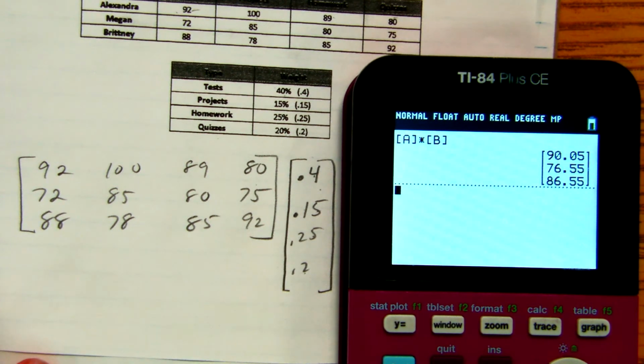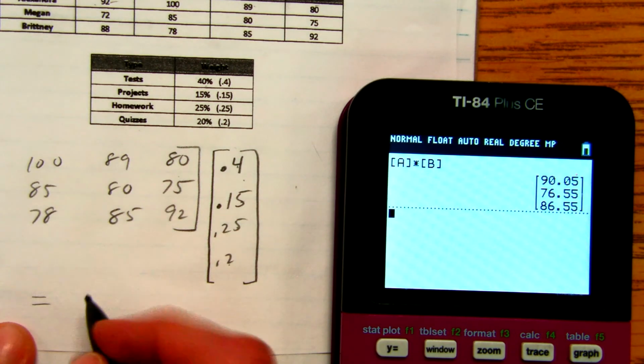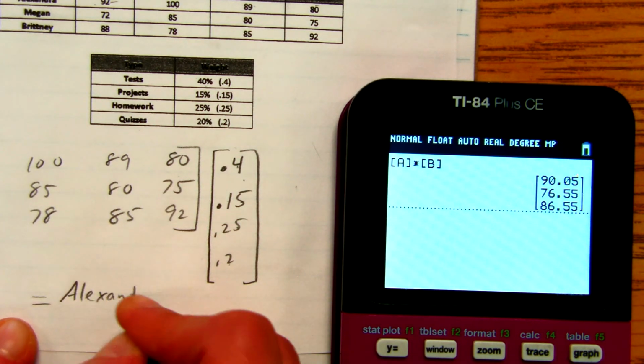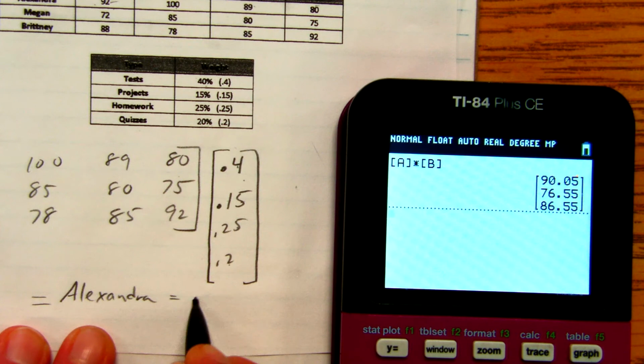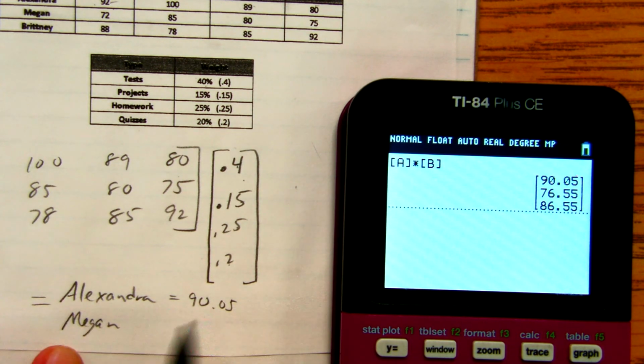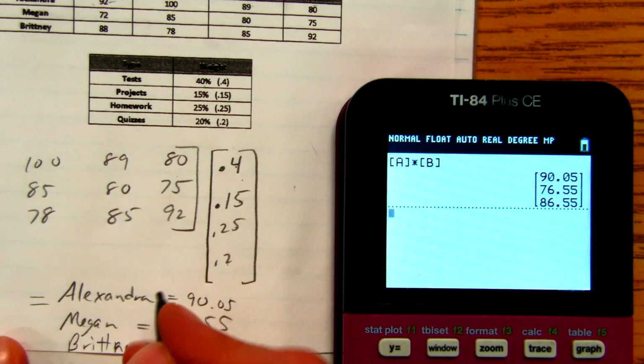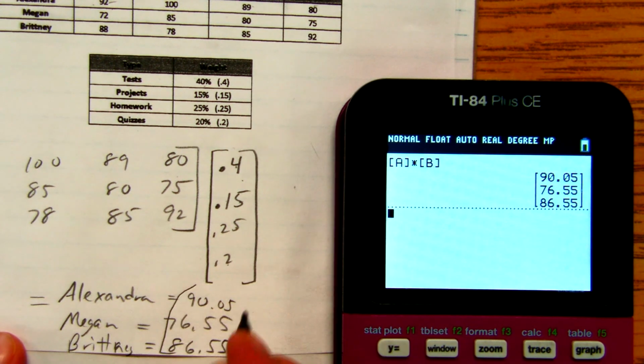So if we go through the 3 girls, the first one would be Alexandra. She is going to have a 90.05. Megan has a 76.55, which would probably be a 77. And Brittany, I can spell Brittany, is an 86.55. And then you can see their weighted grades pretty quickly. I'll just kind of put a matrix around that.